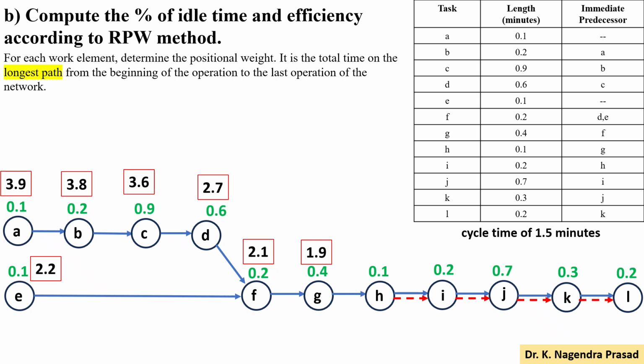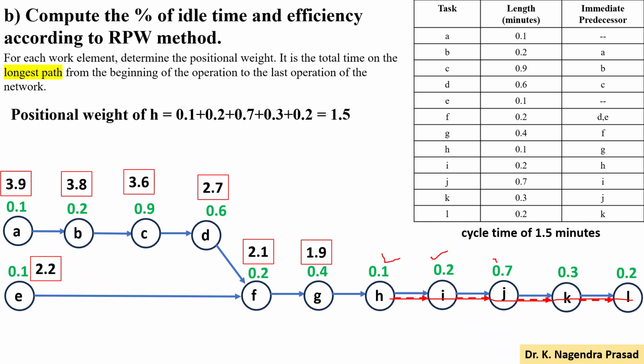Next for the task H, the longest path is H, I, J, K, L, and its positional weight is 0.1 plus 0.2 plus 0.7 plus 0.3 plus 0.2. It is 1.5.